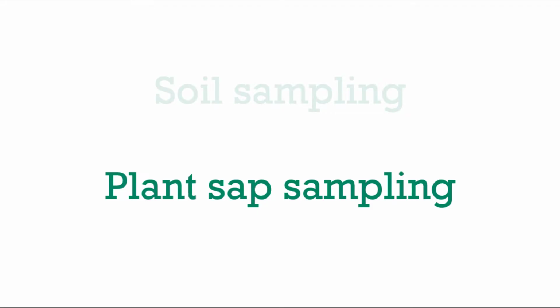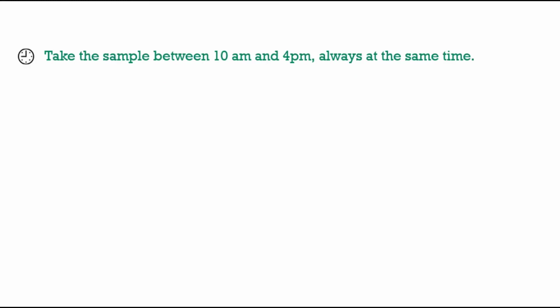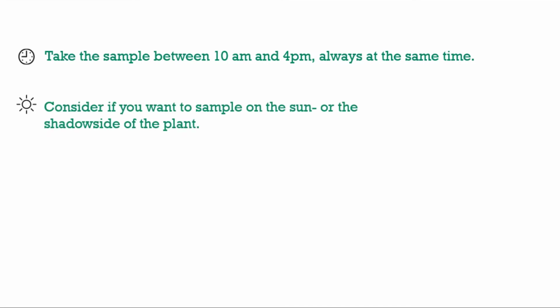To collect plant samples, it's important that this is always done at the same time. Choose between 10 a.m. and 4 p.m. and always keep this time for further sampling. Consider if you want to sample on the sun or on the shadow side of the plant. Make sure to always collect the samples from the same side.